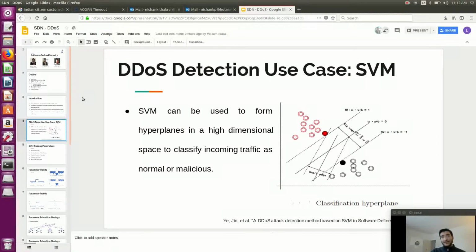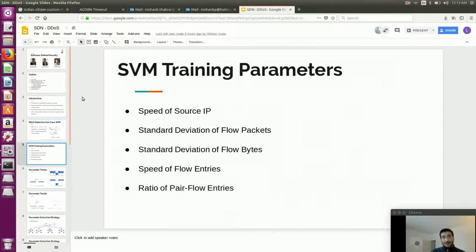Out of the various classifiers that can be used in anomaly detection, we used SVM because it's proven to have low false positive rates and good accuracy according to the literature survey. This is a classification hyperplane and basically how SVM works in order to classify two different types of data.